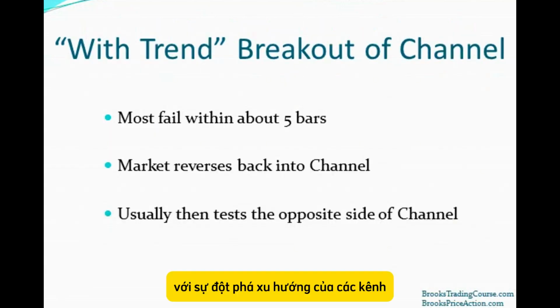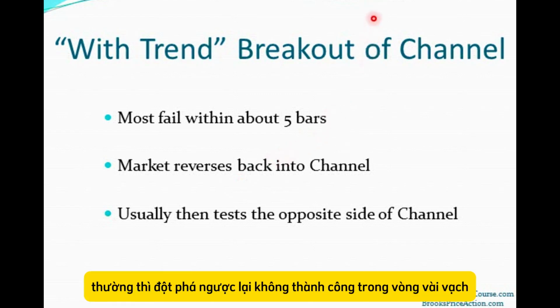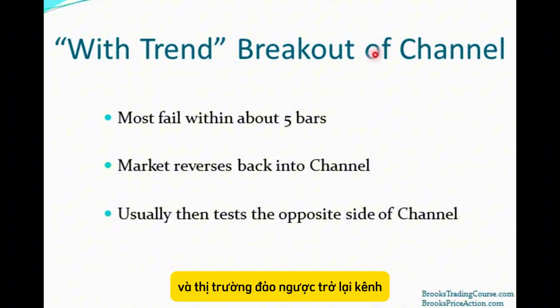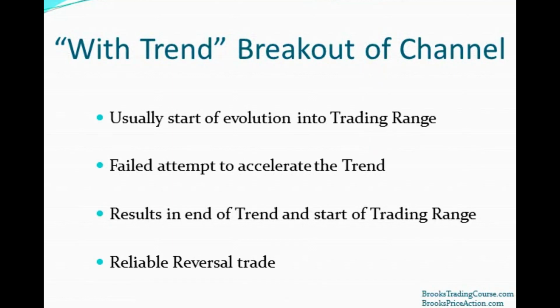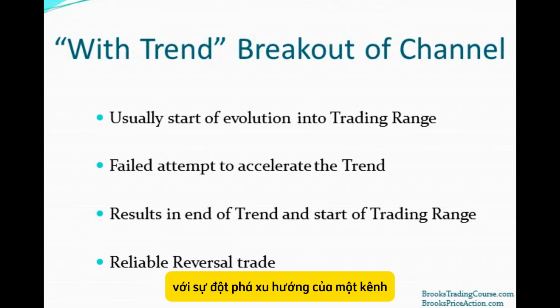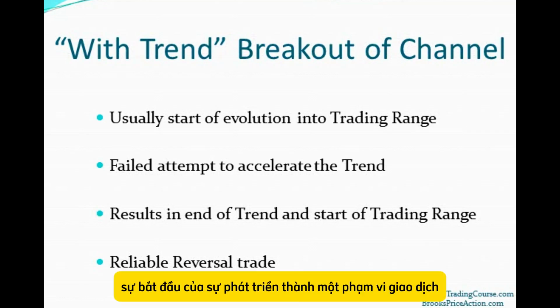With trend, breakouts of channels usually fail within about 5 bars. So if you have a channel running up and to the right, and then it breaks to the upside, usually the upside breakout fails within a few bars, maybe 5 bars, and the market reverses back down into the channel and goes all the way down to the opposite side of the channel. A with trend breakout of a channel is usually the start of the evolution into a trading range.